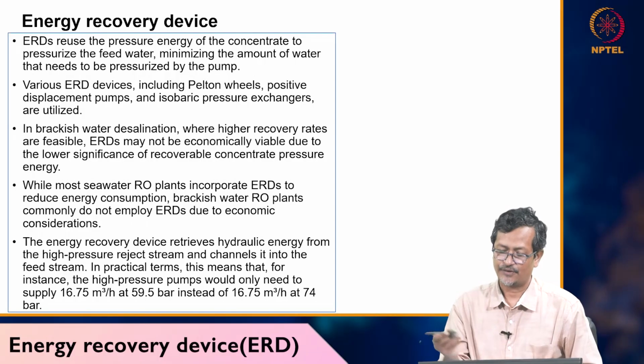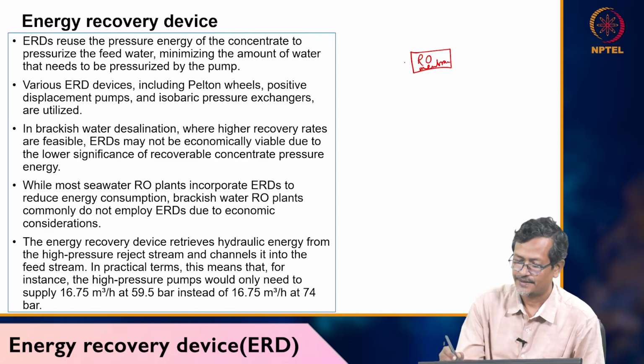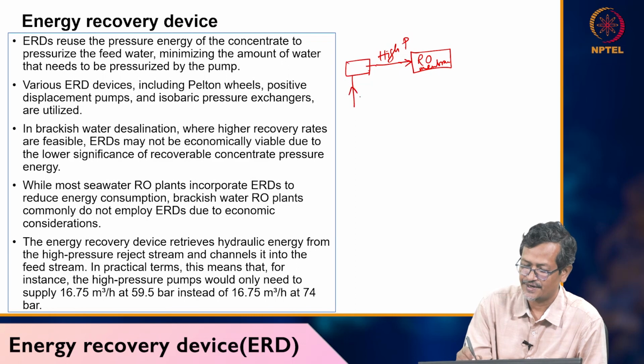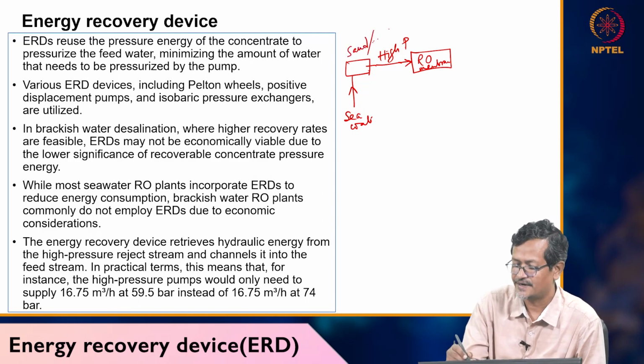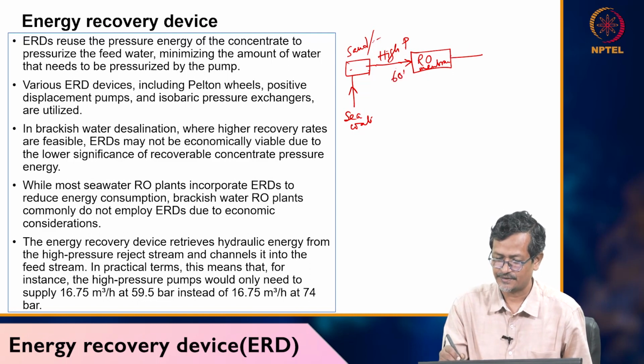So, energy recovery device. Now, what is happening? You have an RO system, reverse osmosis, let us say this is the RO membrane. Now, the RO membrane is getting high pressure water. Where is it coming from? It is coming from several filtration intake, seawater, then several filters like sand filter and anti-scaling agent, all these things will be there. Then it is going to the RO membrane, where pressure is becoming lower. Let us say about 60 bar pressure is required, and seawater concentration is 35,000 ppm.